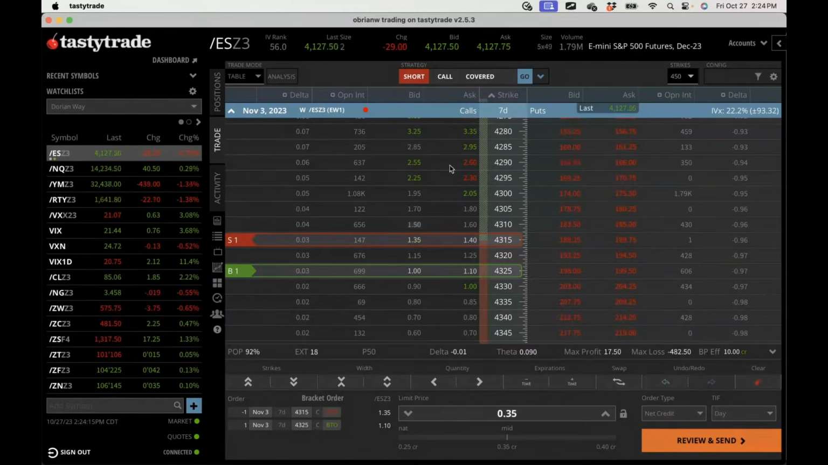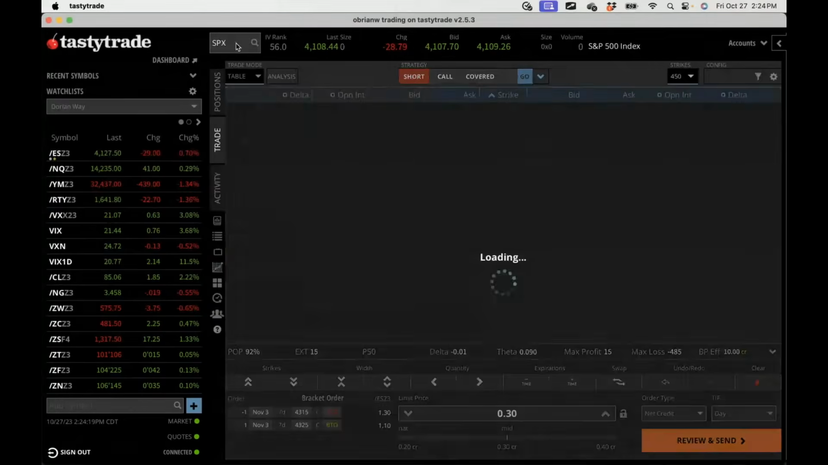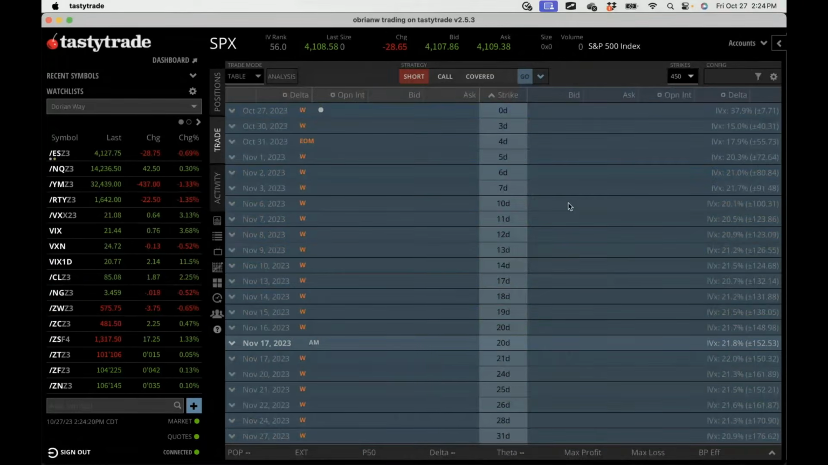Oh, I'm looking at all the wrong things too. You can do this in the ES. That just didn't look right to me. You can do this in the ES, but normally I do this in the SPX.